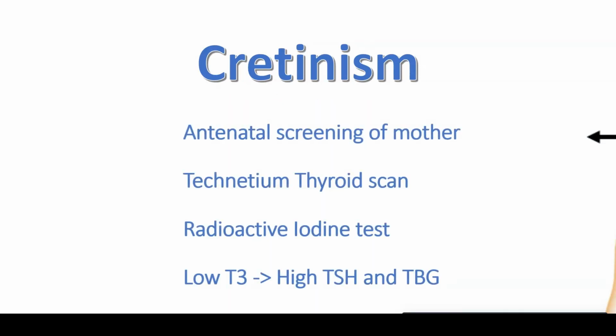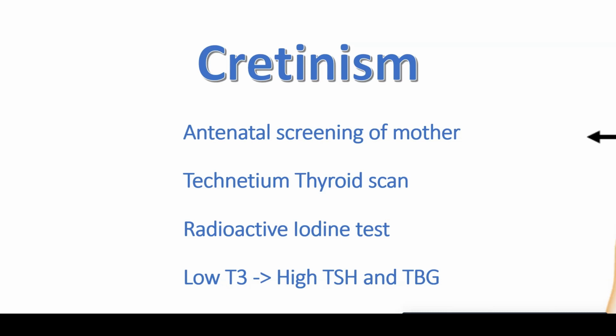All right. So, cretinism, how do you diagnose it? What diagnostic test do you use? Some tests can be done on the mother, which is called antenatal screening of the mother, and that is really useful because cretinism is actually a preventable cause of mental retardation. It is actually one of the only preventable causes of mental retardation.